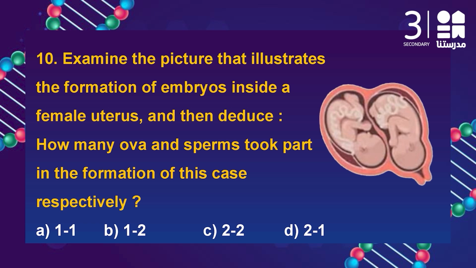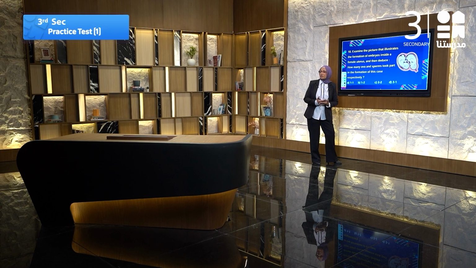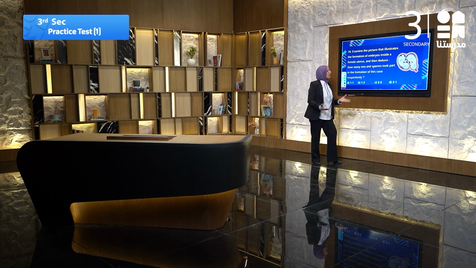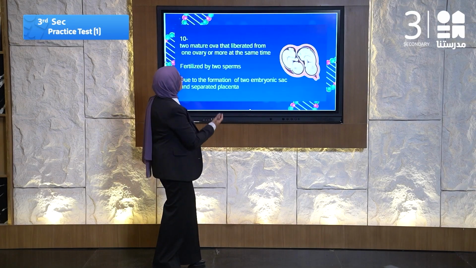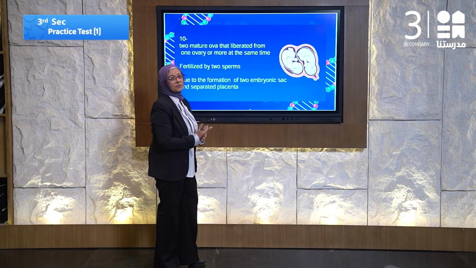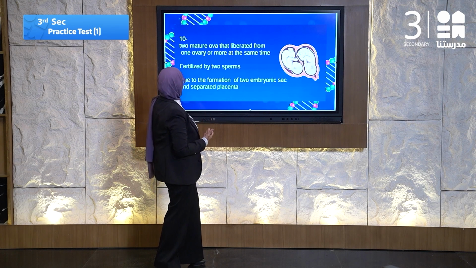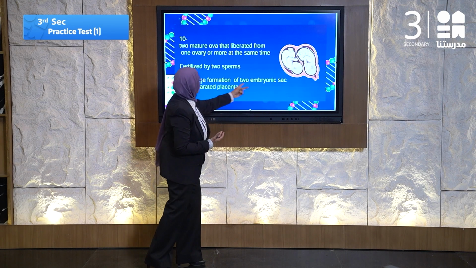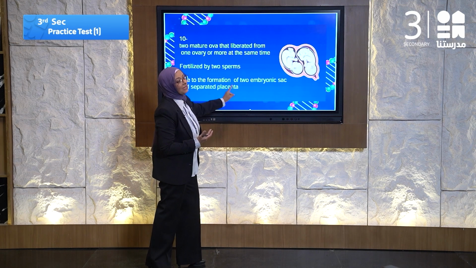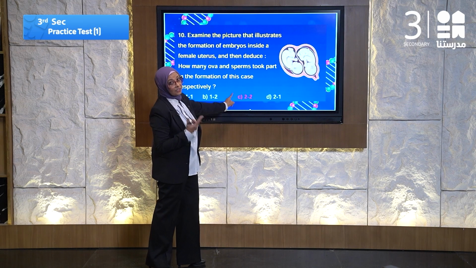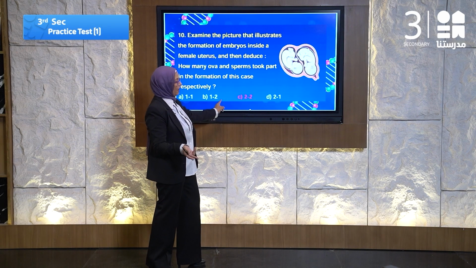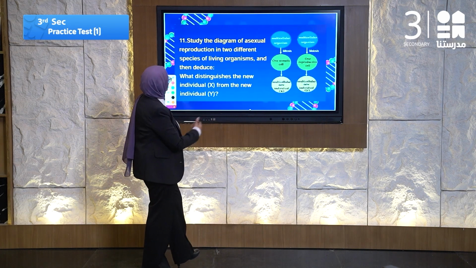How many ova and sperm took part in the formation of this case, respectively? How many ovum? How many sperm? They are separate embryos. They are 2 ovum and 2 sperms. So they produce 2 embryonic sacs and separated placentas. So 2 and 2 is the answer. 2 ovum and 2 sperm. Let's go to the other question.